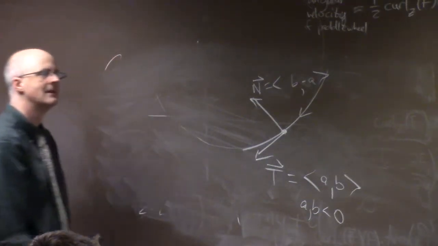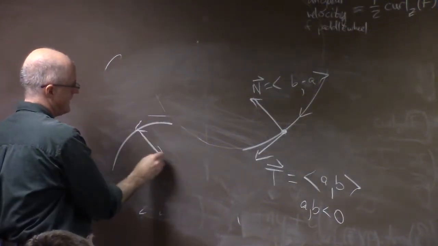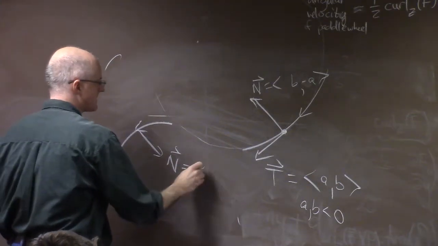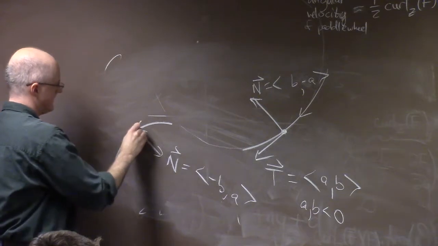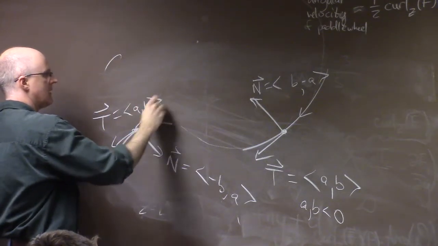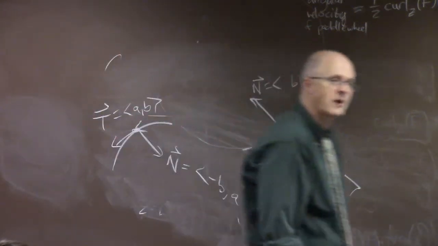If the curvature was like this, then the unit normal would look like that. For the same a and b, this would be negative b comma a. Once again, your tangent vector was a, b. So you've got to draw the picture to make sure you get the direction right.